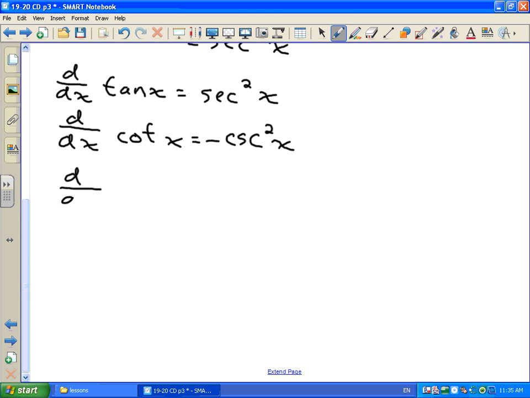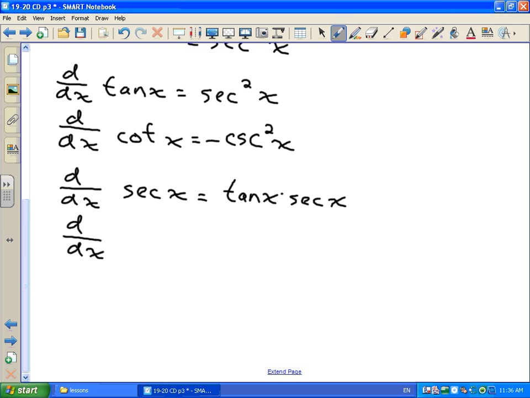Then we move along here. D by dx of, let's do secant next. I know that secant is going to be something times itself. So it's going to be something times secant x. What is that something going to be? Well, if I go back up the list, up here, tangent and secant kind of appeared at the same spot. So it shouldn't be a surprise that this is going to be tan x secant x, where those two are multiplied together.